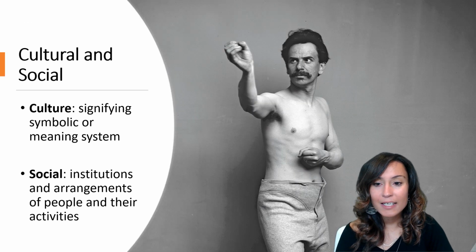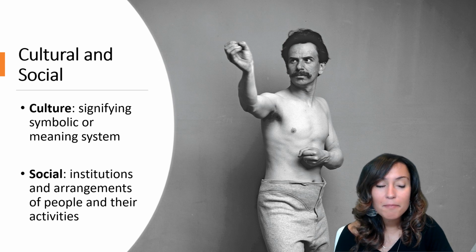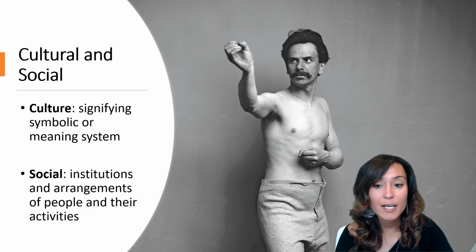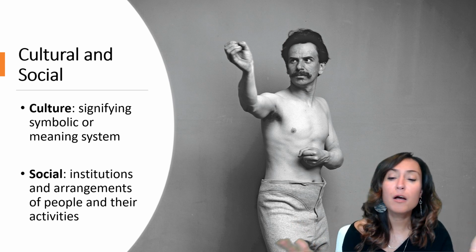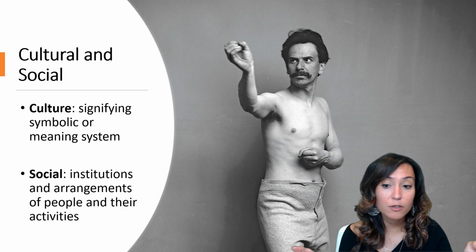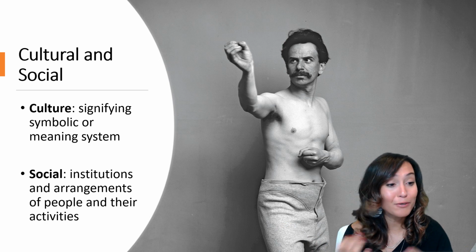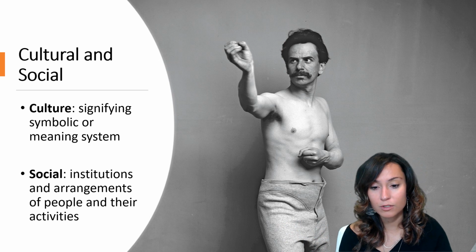So in American anthropology, culture refers to signifying symbolic or meaning systems. This can be contrasted with the term social, which refers to institutions and arrangements of people and their activities. So the alphabet, Euclidean geometry, and the story of creation in the Old Testament of the Bible are all examples of culture. They are systems of meaning, while things like the Safeway on Broadway Avenue, the University of Arizona, the Vatican, these are all examples of social institutions.